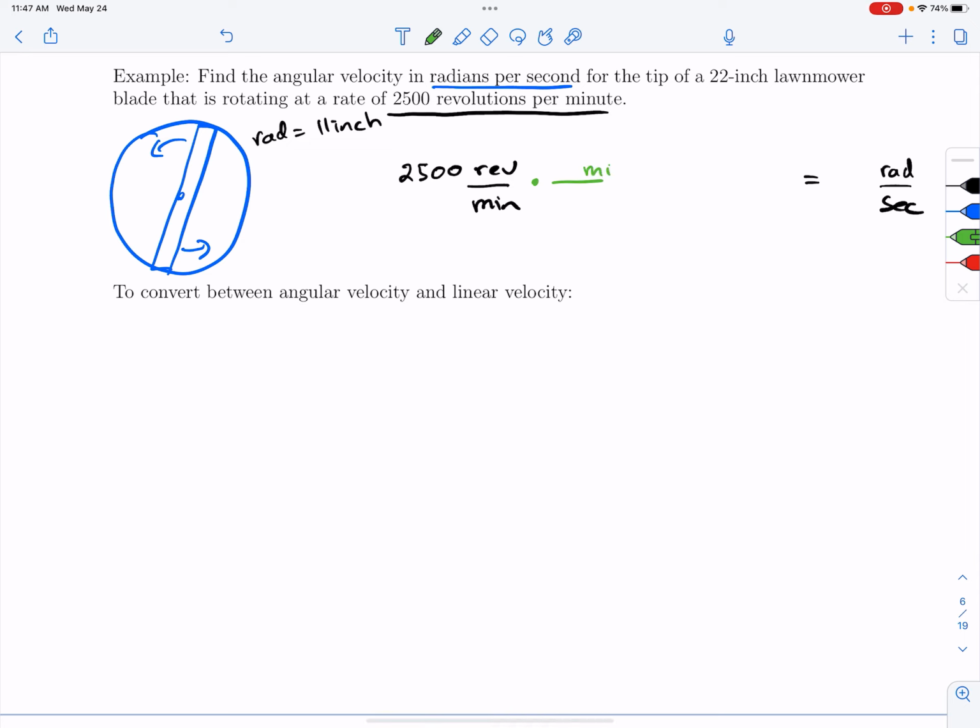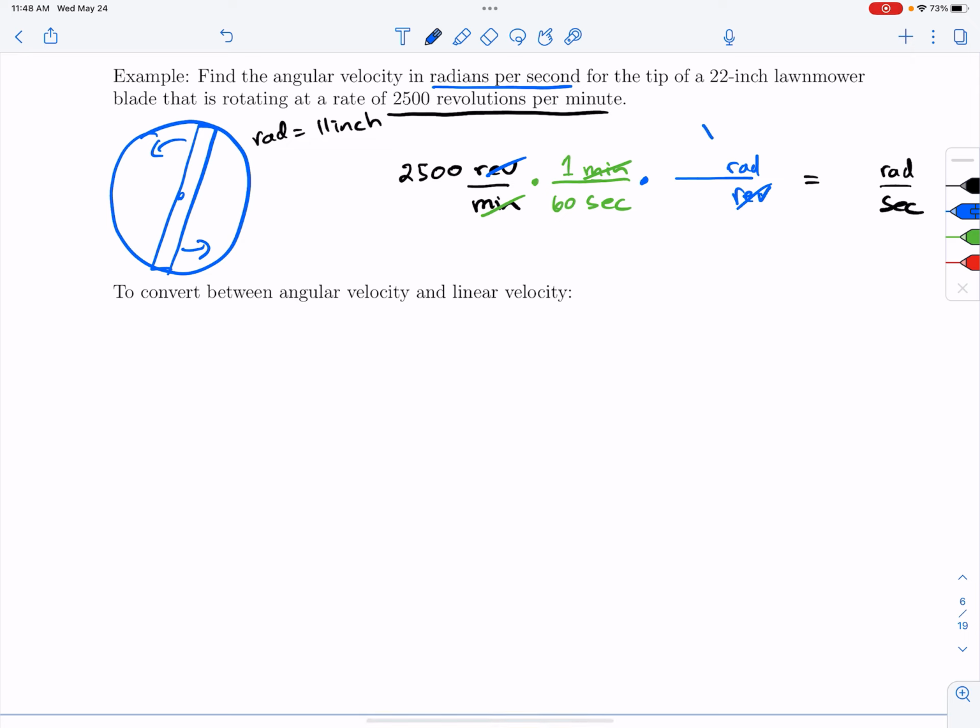So I can use a conversion factor, minutes over seconds, and 1 minute is equal to 60 seconds, and that will cancel out the minutes. If I just multiplied these two fractions together, I would end up with a unit of revolutions per second, which is not quite what I want. I want to somehow change this into radians from revolution. So if I multiply this way, the revolution will cancel here. And now multiplying just these units, I'm going to end up with radians per second.